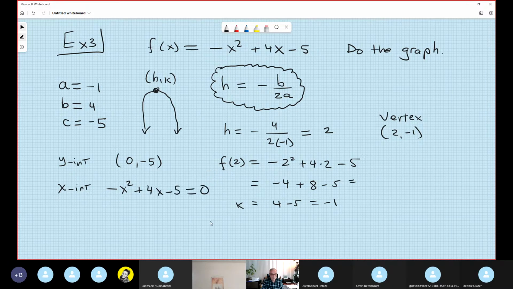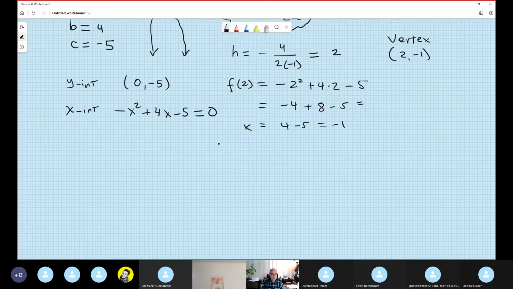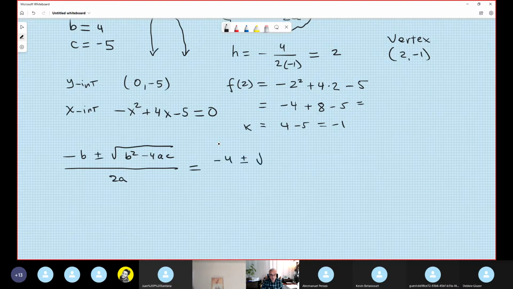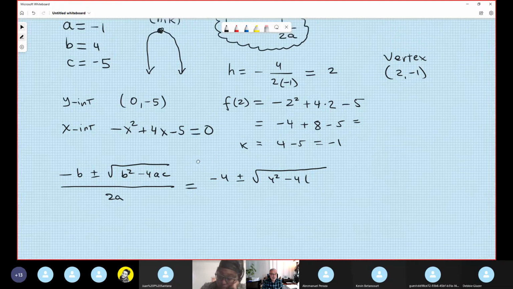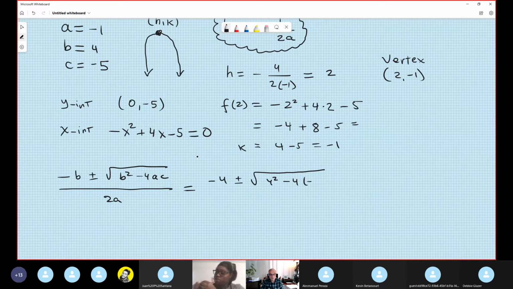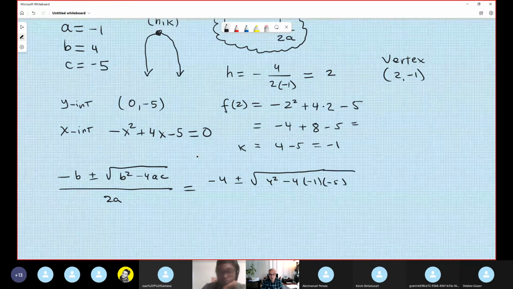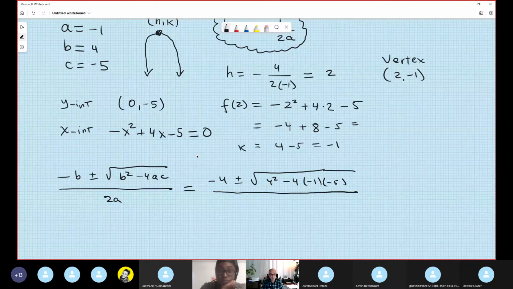Okay, let's do it by the quadratic formula, I suppose. Minus b plus or minus the square root of b squared minus 4ac, divided by 2a. Here, this is minus 4 plus or minus the square root of 4 squared minus 4 multiplied by a, a is negative 1, multiplied by c, which is negative 5, divided by 2 times negative 1.